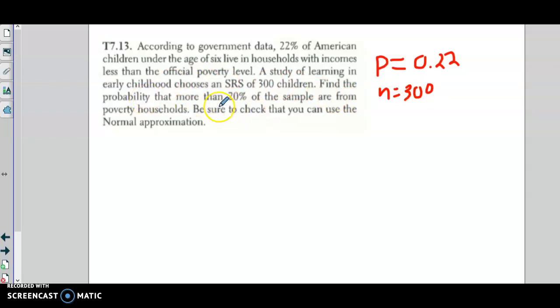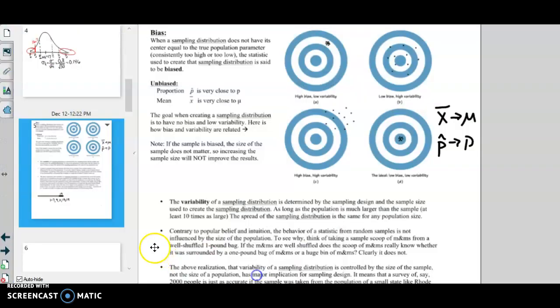Find the probability that more than 20% of the sample are from poverty households. So I'm interested in p-hats greater than 0.2. We're going to find that probability. So let's go check my conditions. I'm just going to check them out loud. I'll go back to my notes here.